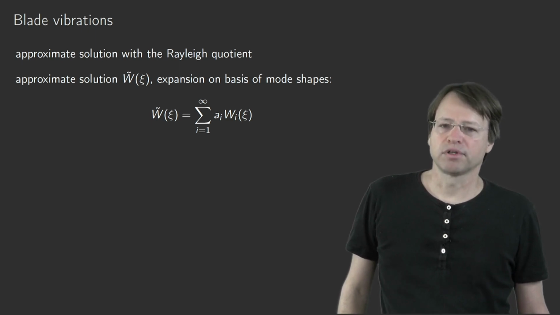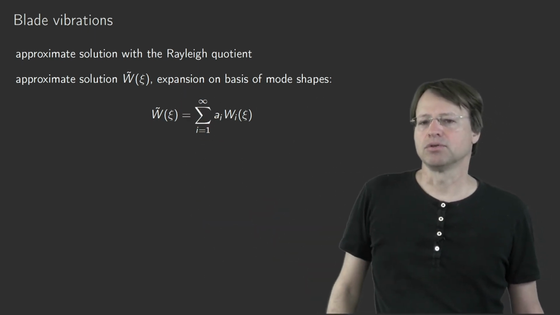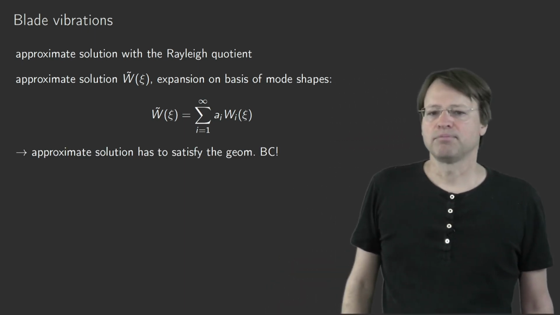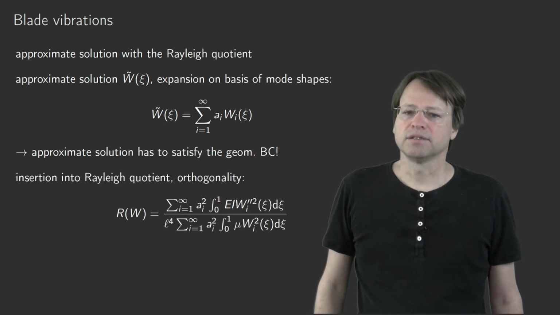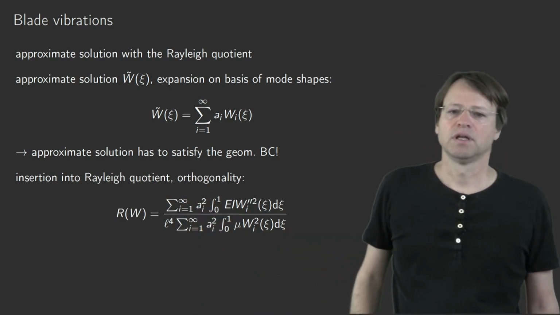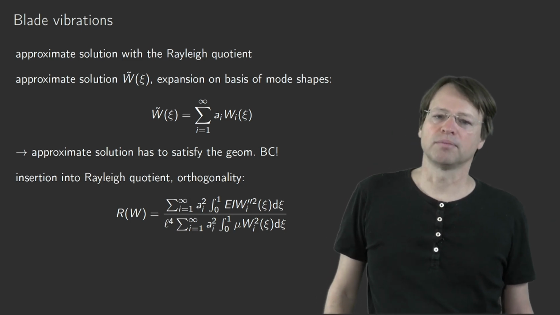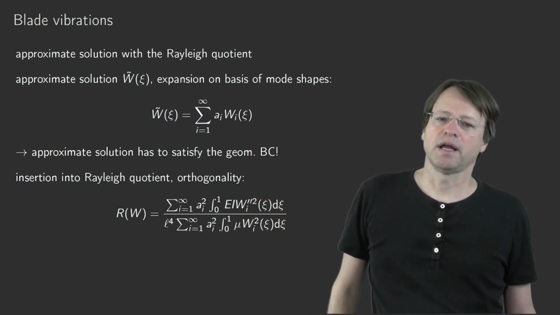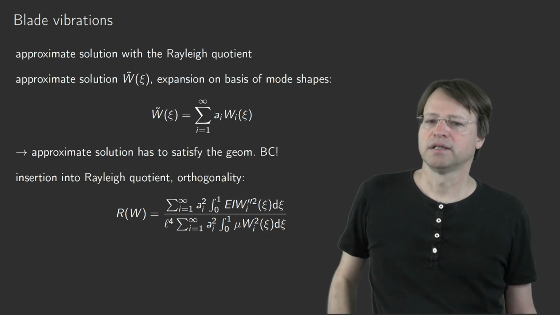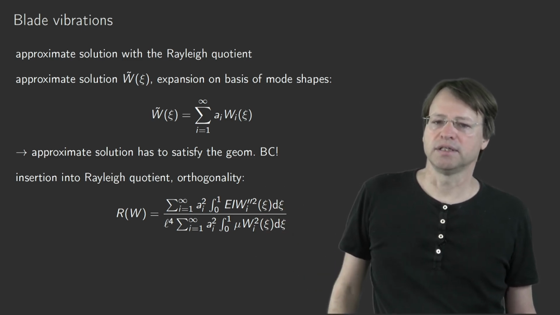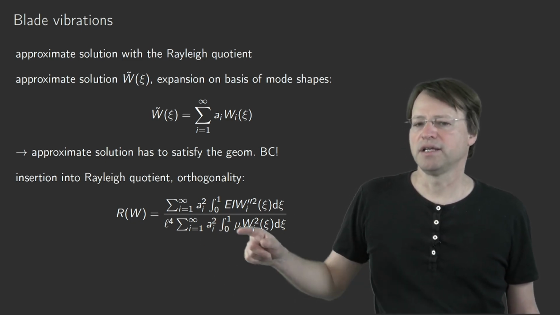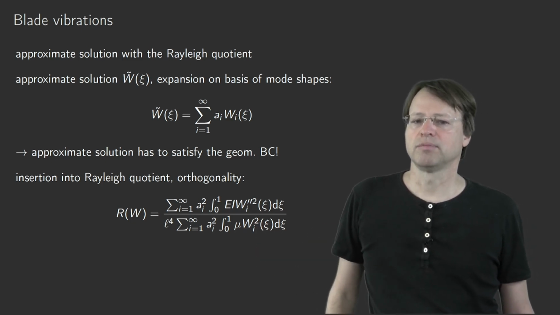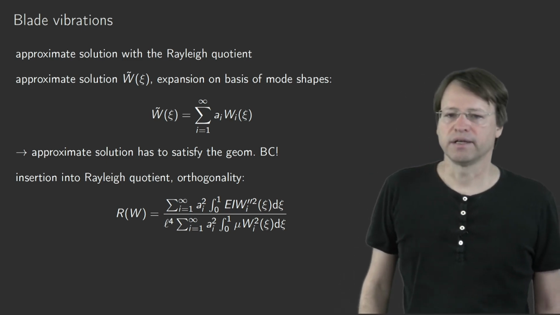So I will make a further assumption regarding our approximate solution for the mode shape. The approximate solution has to satisfy the geometric boundary conditions. Let's insert this into the Rayleigh quotient, R of W. Then we have the sum over i equal 1 to infinity of A sub i squared, integral from 0 to 1 of EI W_i double prime squared dψ, over L to the fourth power, times the sum over i equal 1 to infinity of A sub i squared, integral from 0 to 1 of μ W_i squared dψ.